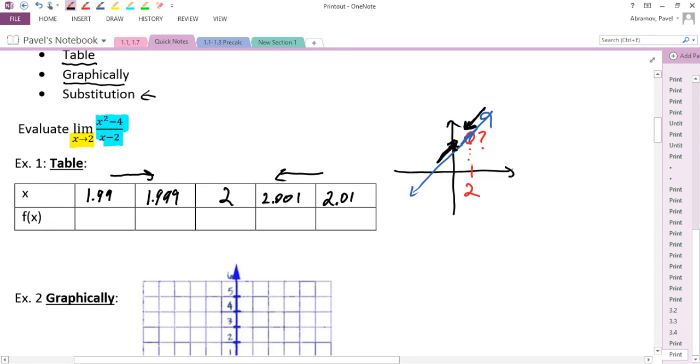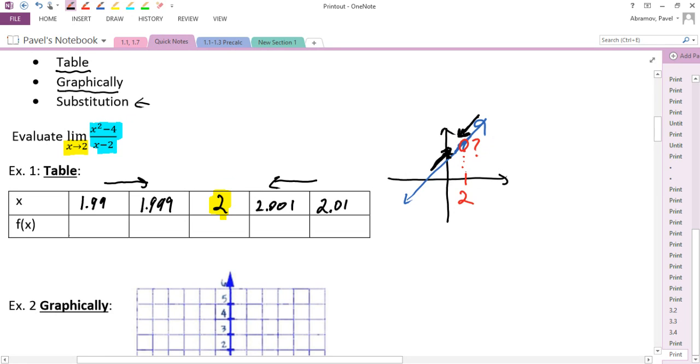Now, we do not know what the value of the function is at particularly 2. Once again, we try to figure it out. We have no idea. But the function still exists at 1.99 and 1.999. It does exist at those points. So that's what we're going to evaluate.